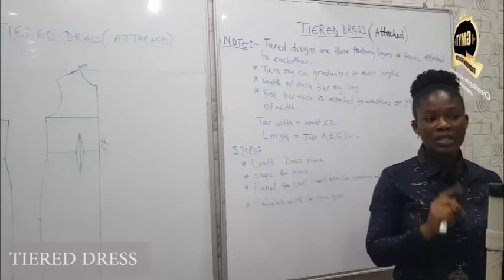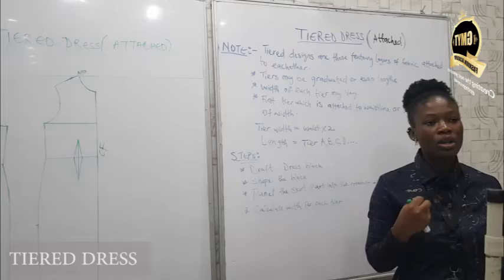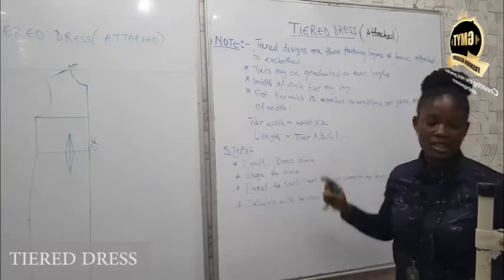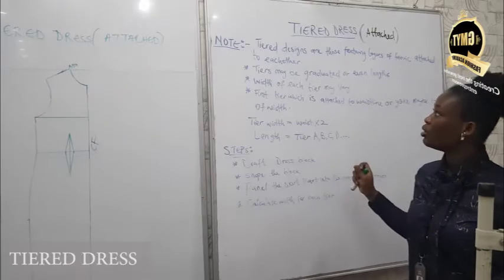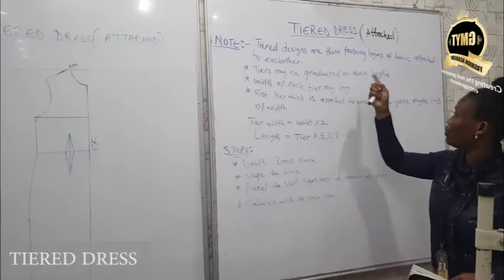So we have two types of tiers. We have the separated and we have the attached one. So today I'm going to show you the attached tiers. So first thing you need to know is, okay, I need to explain more on the tiers for you.